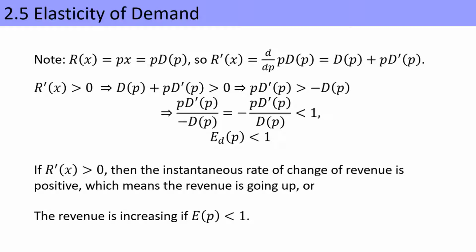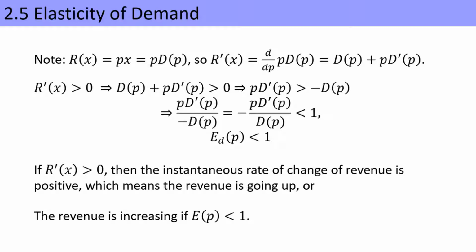Now let's use the product rule. The derivative of the first, which would be P, the derivative of P is 1, times the second function, D of P, plus the first function, P, times the derivative of the second function, D prime of P. Let's solve for the revenue R prime of x, that is the derivative of x, greater than 0. That gives us a positive slope, and that tells us that the function is increasing.